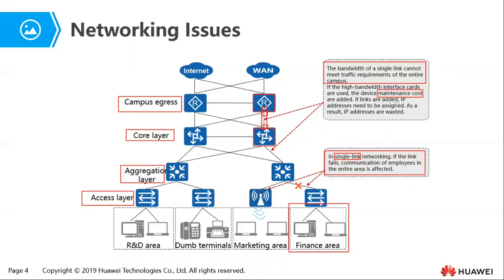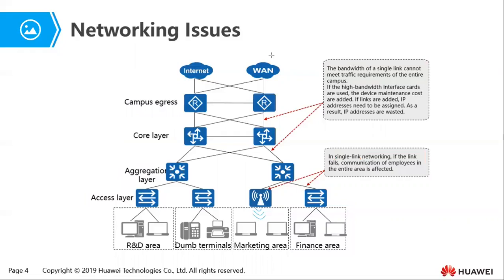If links are added, for example, if we add another link between these two to interconnect this switch to this router, the problem is IP addresses. They have to be assigned IP addresses, and therefore it wastes IP addresses.